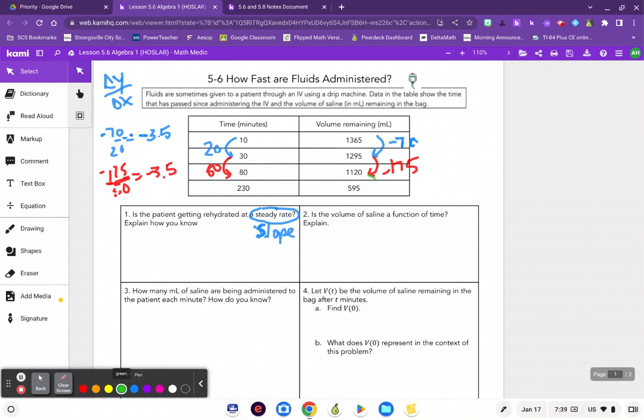So I'm going to check this here. The change in y here is negative 525, and the change in x here is 150. So I'm going to take negative 525 divided by 150. And again, I get negative 3.5. So the question again: is the patient getting rehydrated at a steady rate? Yes. All pairs of points give the same slope.